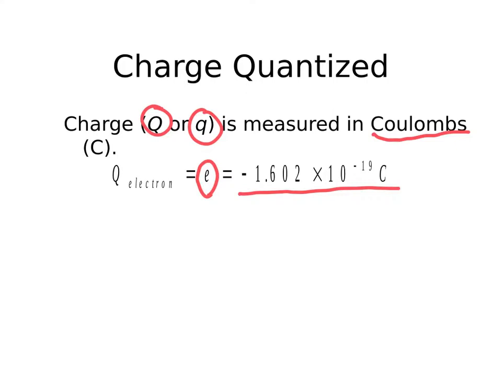So the charge on the electron was found to be 1.602 times 10 to the minus 19 coulombs, and it's negative. Remember, electrons are negative.